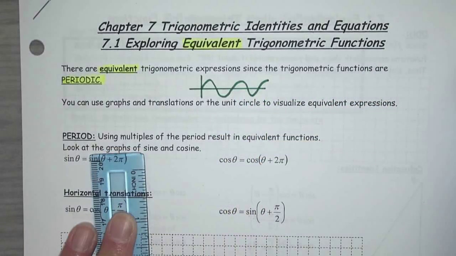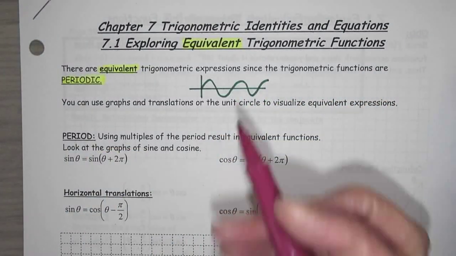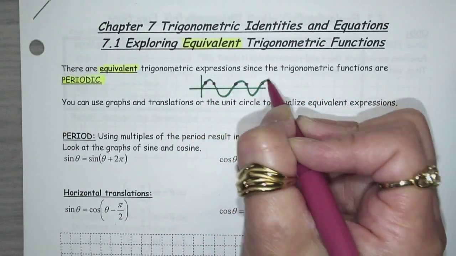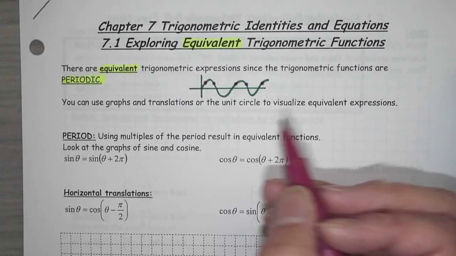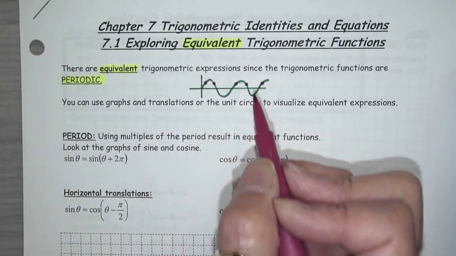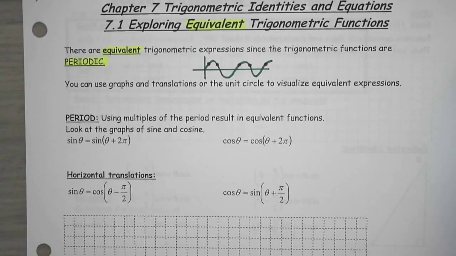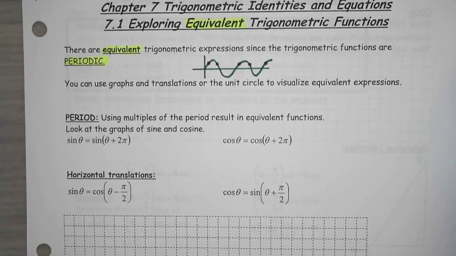Because it's periodic, we're getting equivalent expressions. So we're going to get equivalent answers throughout. Does that make sense? These are all the same answer. So equivalent expressions, because they're periodic, they repeat themselves. We're going to get more than one answer.